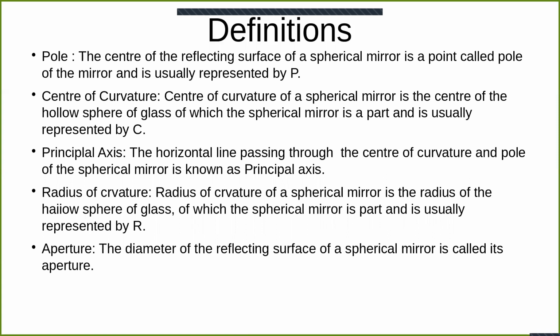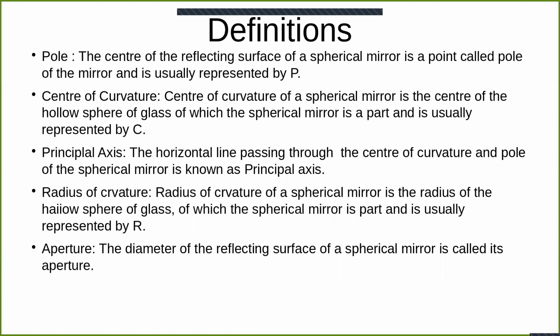Next, some definitions related to mirrors. First one, pole. The center of the reflecting surface of a spherical mirror is a point called the pole of the mirror and is usually represented by P. These definitions are related to both concave mirror as well as convex mirror. In that mirror, the center point of the reflecting surface is called the pole, and this is usually represented by P.